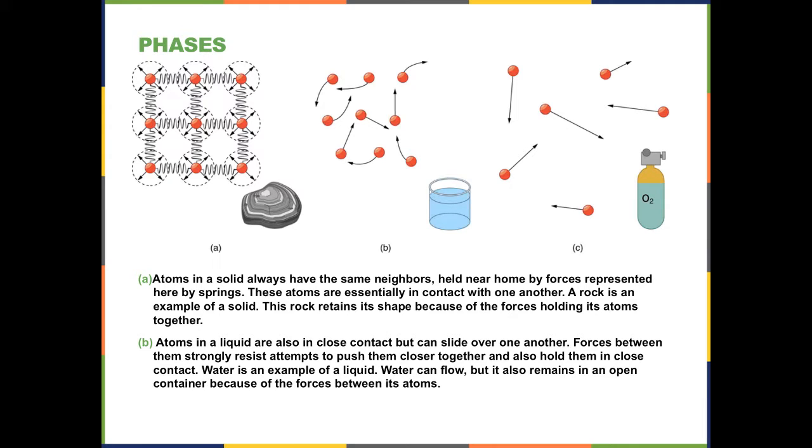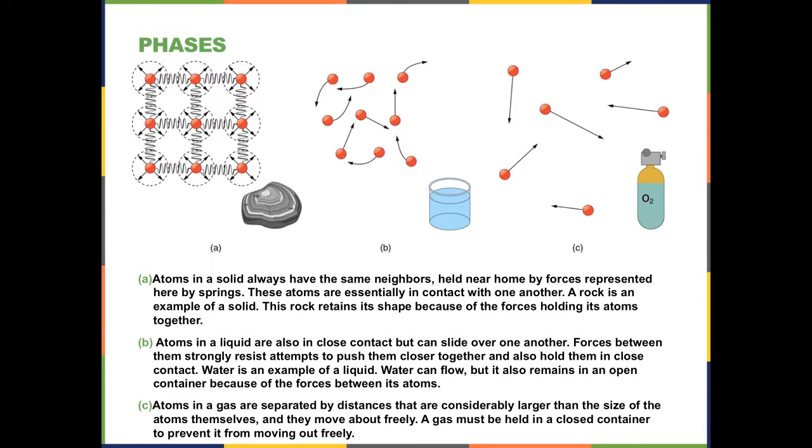And then on the right we have gas. Gas atoms are separated by considerable distances. They have very little in the way of attractive forces between each other, and they move quite freely. Gases, if left on their own, do not aggregate together and do not hold any particular shape. They have to be held in a container in order to prevent them from moving away freely on their own.